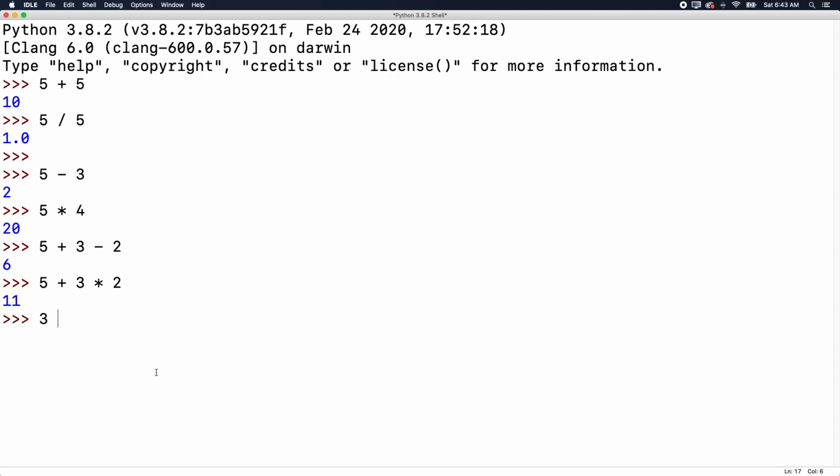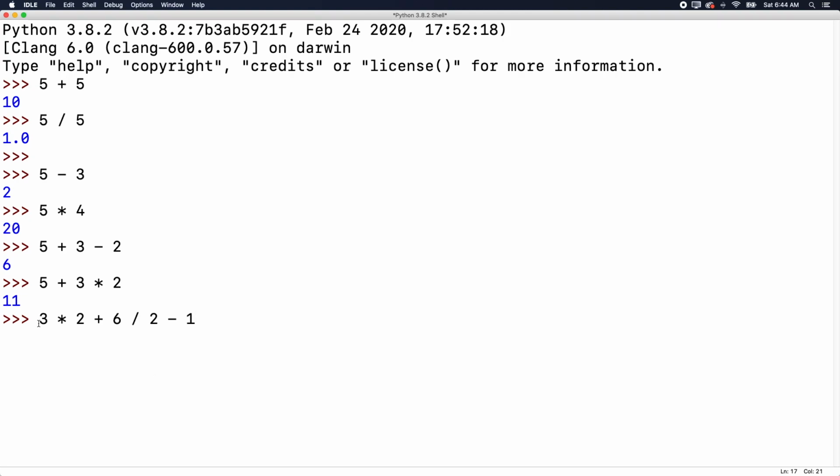So maybe we do 3 times 2 plus 6 divided by 2 minus 1. Let's go with even numbers just to make it easier. So are you able to guess what the output is here?